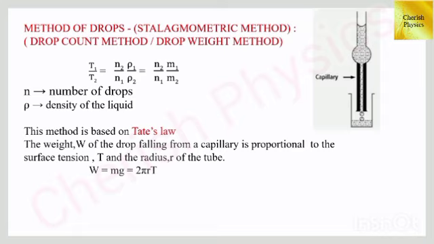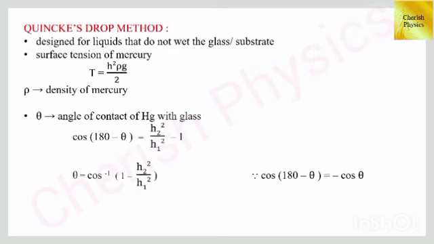This method is based on Tate's law. It states that the weight of the drop falling from the capillary tube is proportional to the surface tension and the radius of the capillary tube. W = mg, which is equal to 2πrT. Next topic, Quincke's drop method.